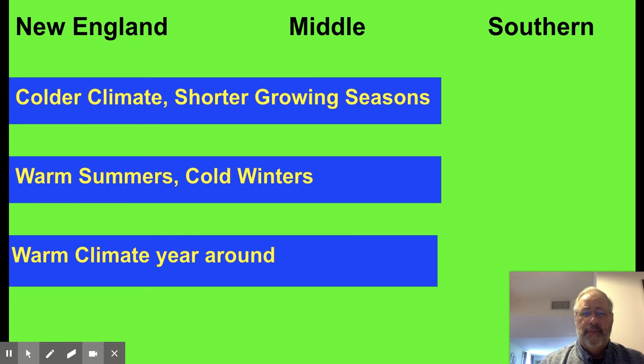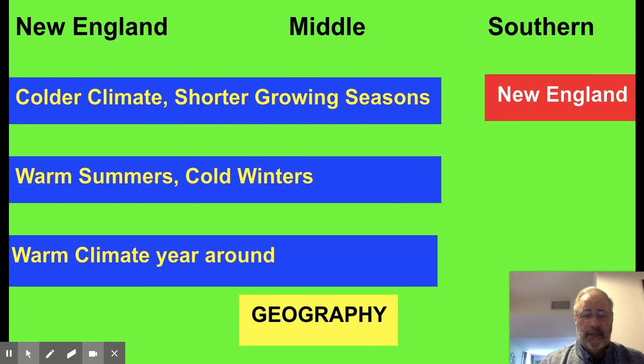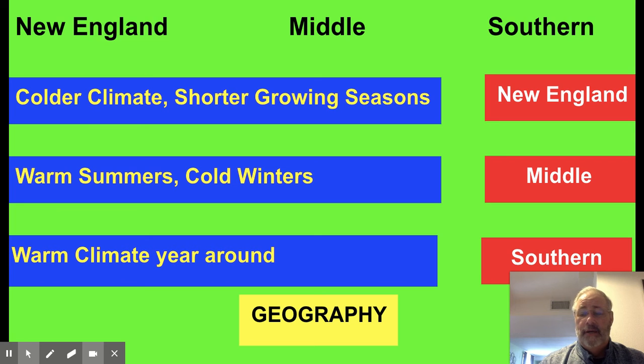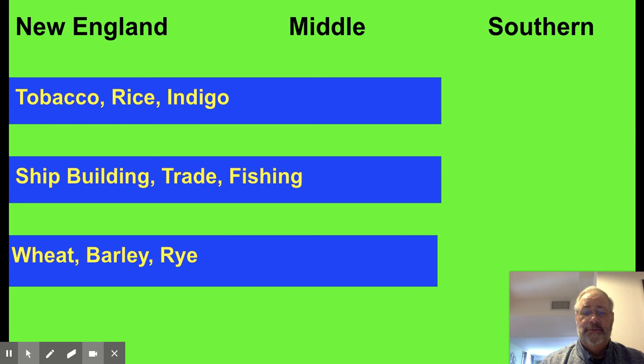Some of the things that we'll talk about for geography, like who had the colder climate and shorter growing seasons? It would be New England. Warm summers and cold winters, that would be the middle region. And then the warm climate year-round would be the southern. So that has to do with geography.